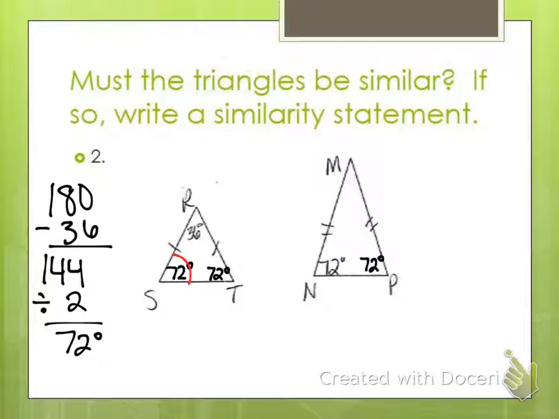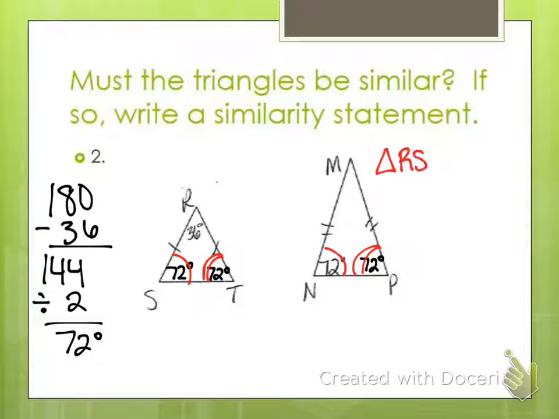Angle S is congruent to which angle in the other one? N, really it's congruent to both those other ones, right? And then angle T is congruent to P. Now, it will come out to be true that R and M are also congruent, but we don't need to show that because we just need two pairs of congruent angles to show that they are similar. So because they're similar, we have to write a similarity statement. So triangle, how do we want to name the first one?